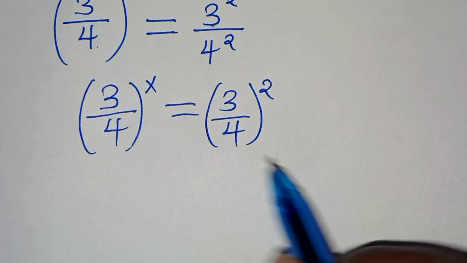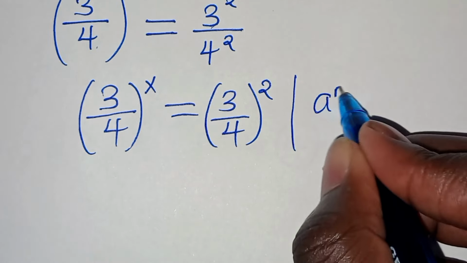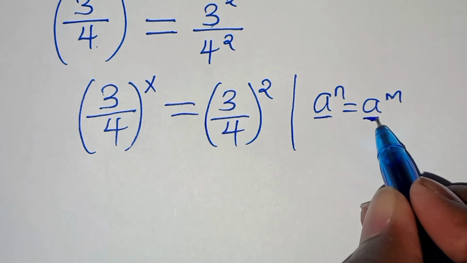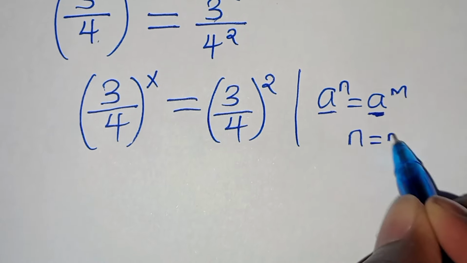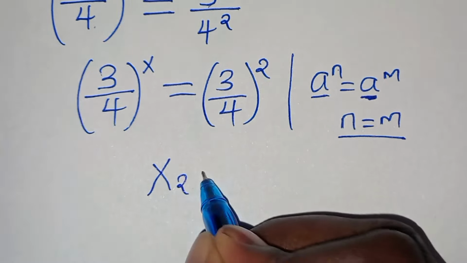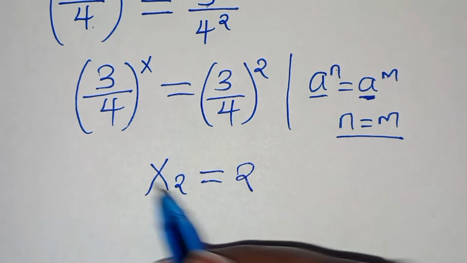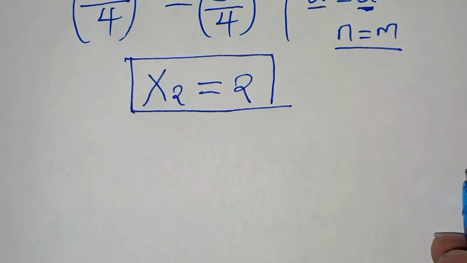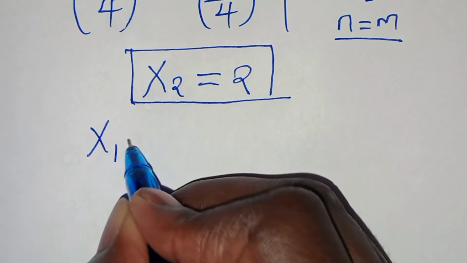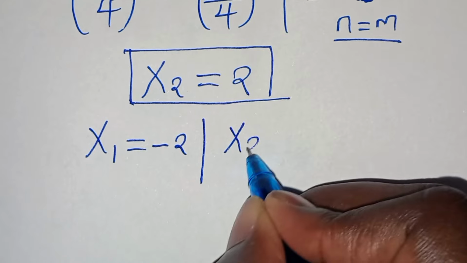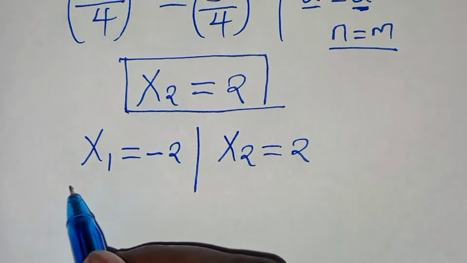Since the bases are common here, that is a to the power of n is equal to a to the power of m, exponent n is equal to m. So this implies that x2 is equal to 2. So we have two values of x here. We have x1 is equal to minus 2, and we have x2 is equal to 2.